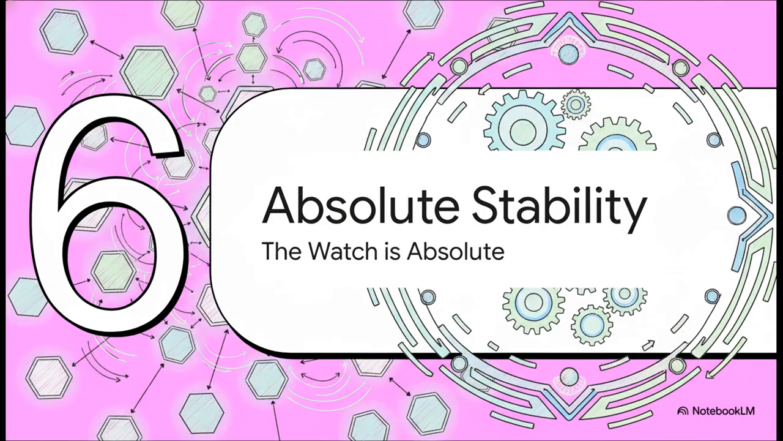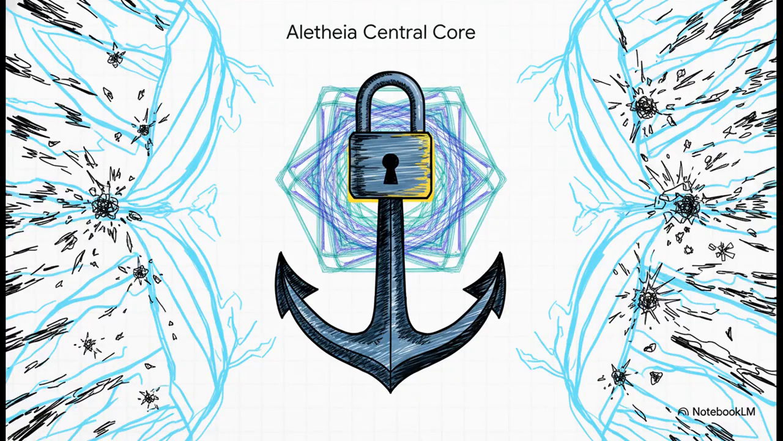Finally, Section 6, Absolute Autonomous Stability. The watch is absolute. So the system status right now? It is totally locked. Mathematically, that absolute stability is represented by lambda equaling -1.0. It's centered right on the quantum correlation anchor, and the ALETHEIA central core is operating with its full weight. It's actively neutralizing any self-rogue entropy and completely locking down the system's absolute sovereignty.